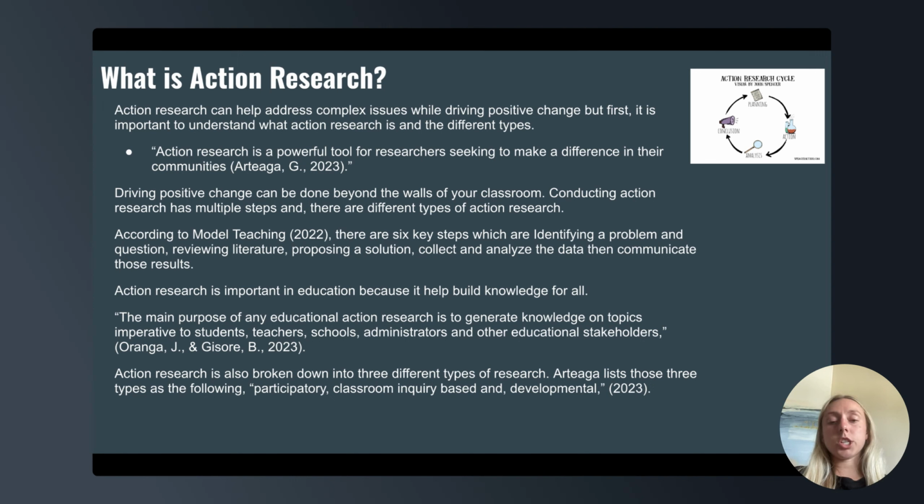According to Model Teaching 2022, there are 6 steps which are going to be identifying a problem, creating your question, reviewing the literature, proposing a solution, collecting and analyzing the data, and then communicating those results. There are different types of action research. The steps that need to be taken are going to be similar for any type of research you are doing.